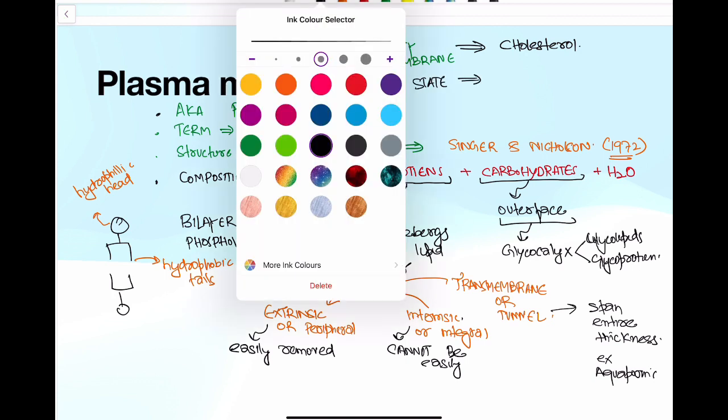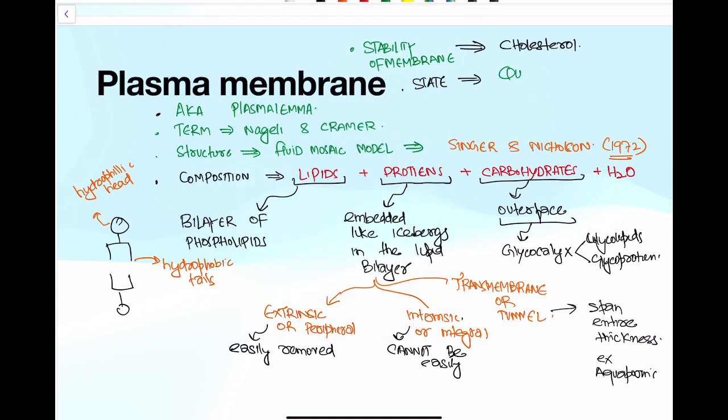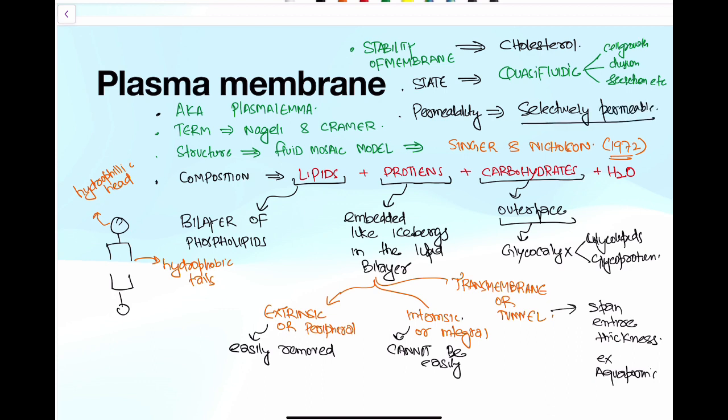And important, what is the state of the membrane? The membrane is quasi-fluidic, half fluidic. This quasi-fluidic nature is responsible for cell growth, cell division, cell secretion, etc. And the next important point, what is the permeability of the cell membrane? It is selectively permeable. Very important. So this is all about the important points concerning the cell membrane.